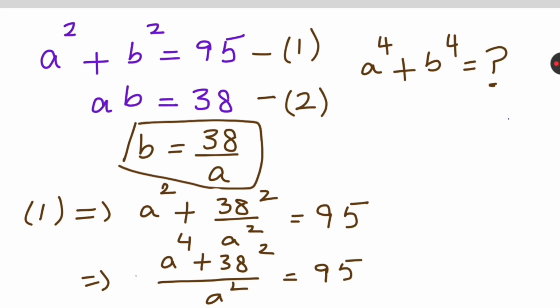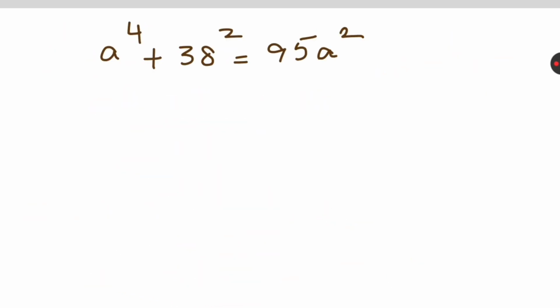If you multiply both sides by a raised to power of 2, then a raised to power of 2 and a raised to power of 2 cancel. So we are left with only this. So now, 38 whole raised to power of 2.